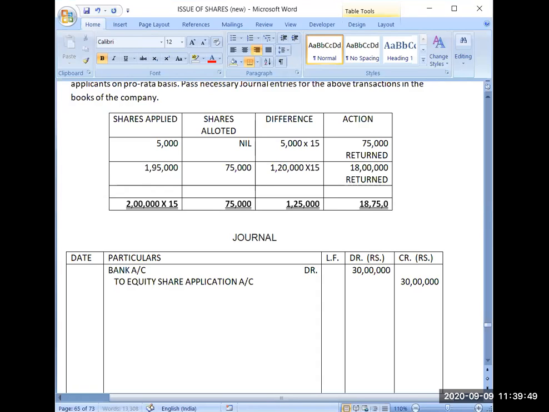18,75,000. And if you multiply it by 15, you will get the same answer. So now should I move to the second journal entry? Okay. So now see the second journal entry.